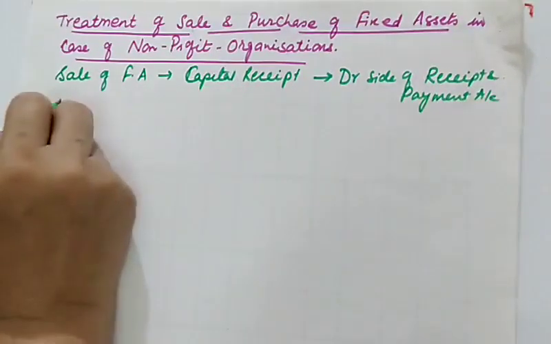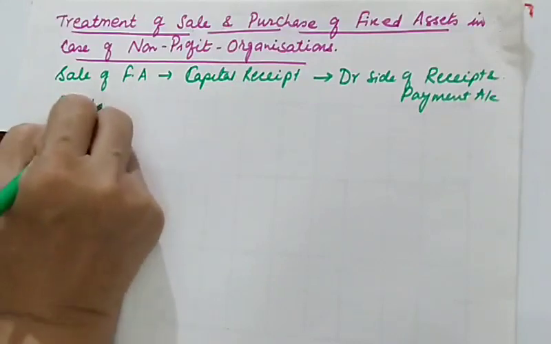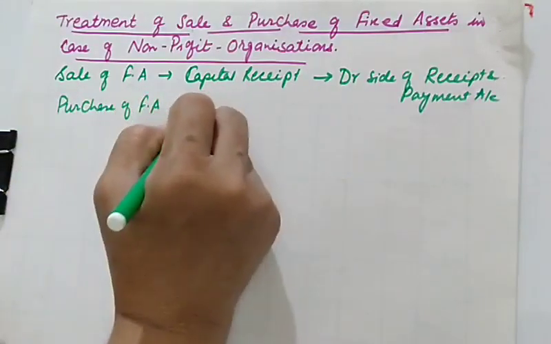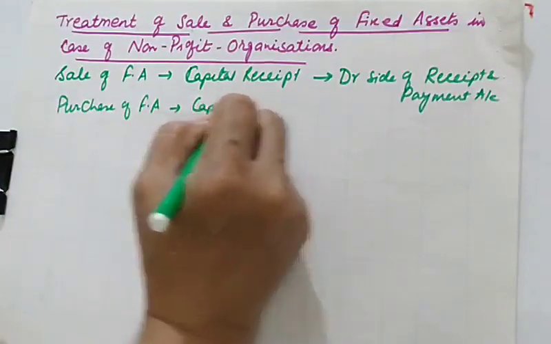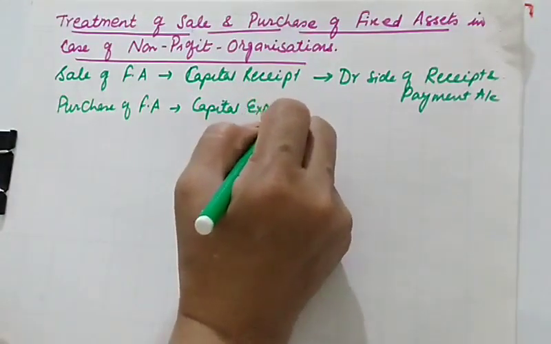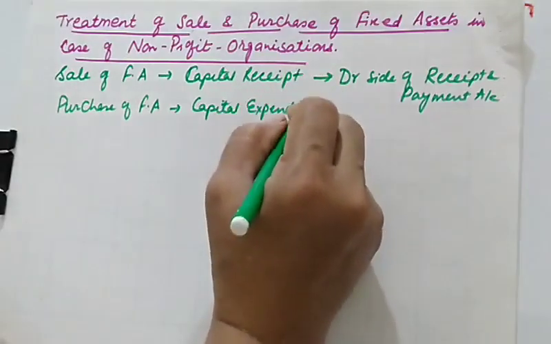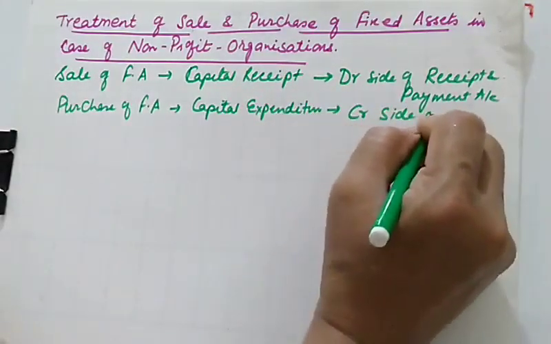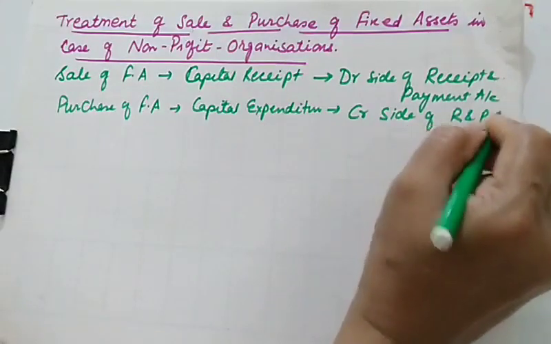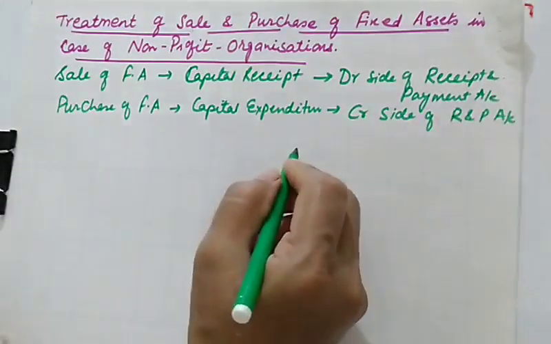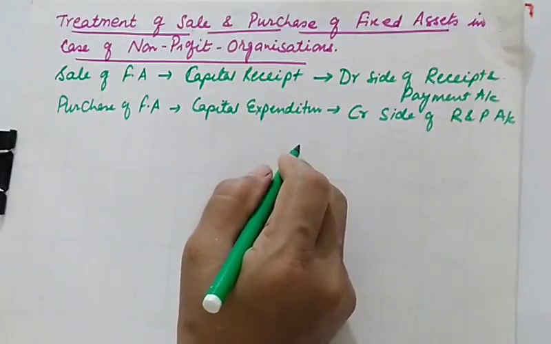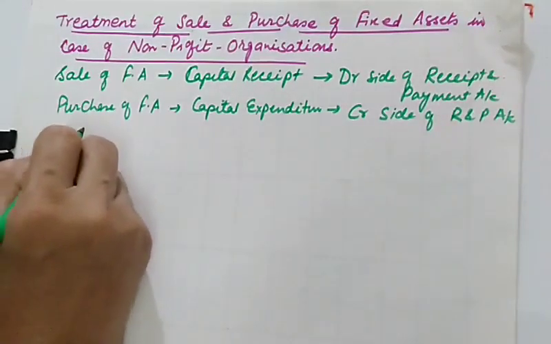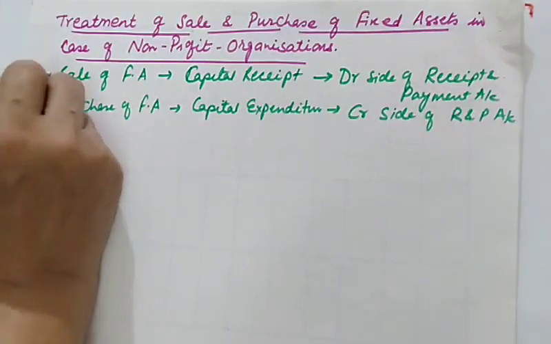And likewise, if there is purchase of fixed asset during the year, it is a capital expenditure. And where to show capital expenditure? Capital expenditure will be shown on the credit side of a receipt and payment account. But if suppose there is some profit or loss on sale of asset, then where to show that?